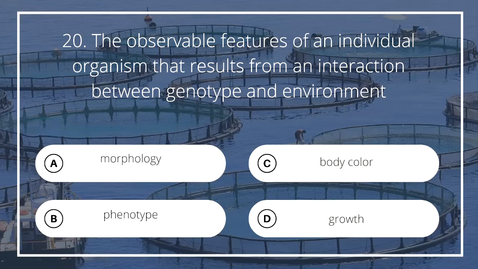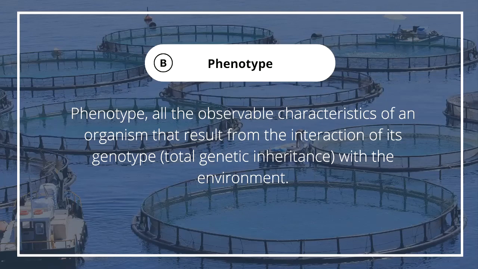Number 20. The observable features of an individual organism that result from an interaction between genotype and environment. A. Morphology. B. Phenotype. C. Body color. D. Growth. Answer: B. Phenotype. Phenotype: all the observable characteristics of an organism that result from the interaction of its genotype, or total genetic inheritance, with the environment.